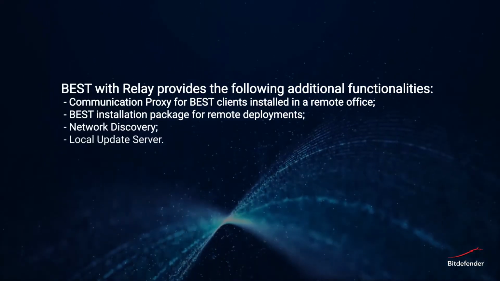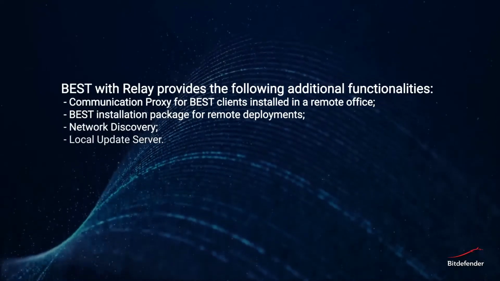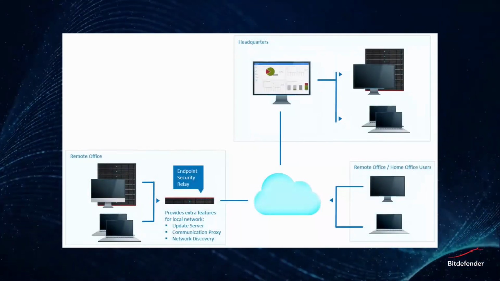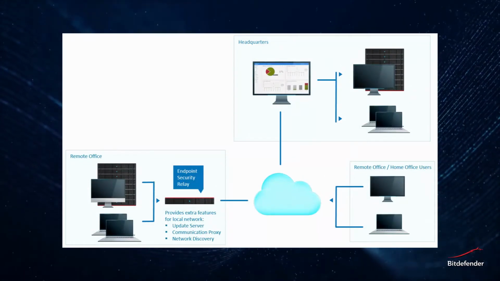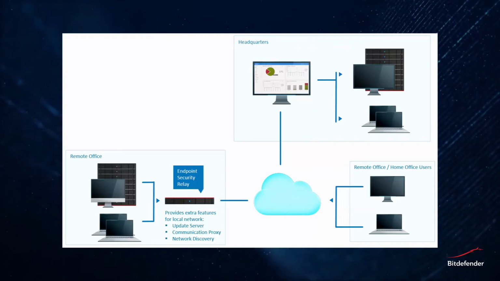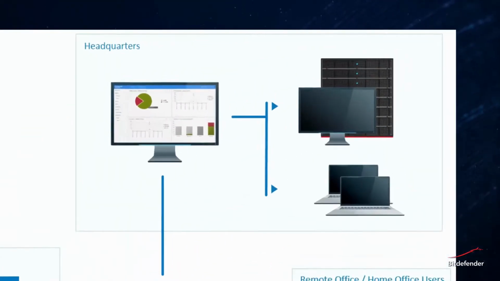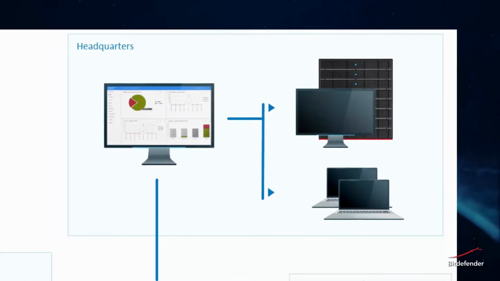So, if you opt for BEST with Relay in your network, all the managed computers will communicate with the GravityZone appliance through the endpoint with Relay role. This diagram represents a company network with endpoints in the company's headquarters, and in an isolated remote office, as well as other off-site endpoints that will need to be protected with GravityZone. The GravityZone control center has been set up in the headquarters. Headquarters endpoints have direct access to the communication server.